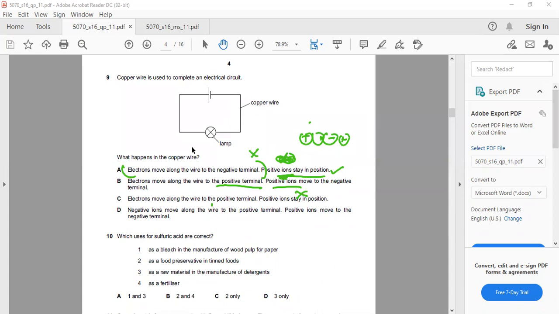So electrons move to the positive terminal. Electrons move along the wire to the positive terminal. This part is correct, but the second statement is wrong. Positive ions move to the negative terminal. This is wrong. Third, electrons move along the wire to the positive terminal. Yes. Positive ions in the metal do not move. Negative ions move along the wire. Wrong. There are no negative ions.